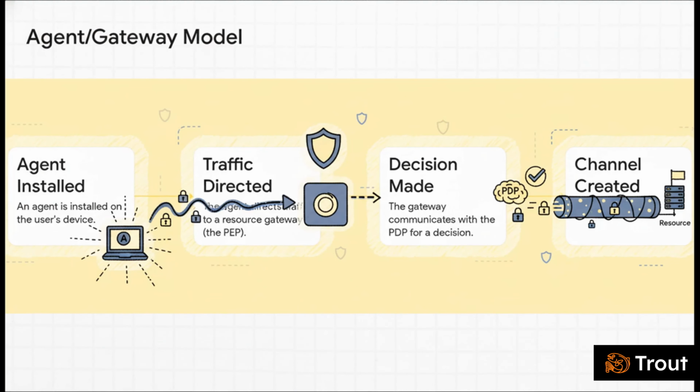The first model is pretty common. It uses a software agent that you install on your user's devices. This little agent is smart. It grabs the connection requests and shoots them over to a gateway, which acts as our PEP. That gateway checks with the PDP, and if everything looks good, it creates a secure, encrypted tunnel directly from the user's laptop to the resource they need.